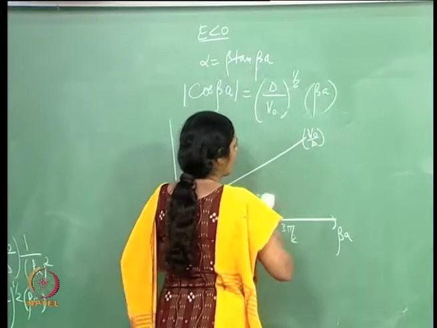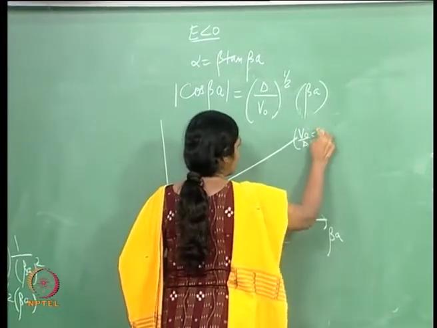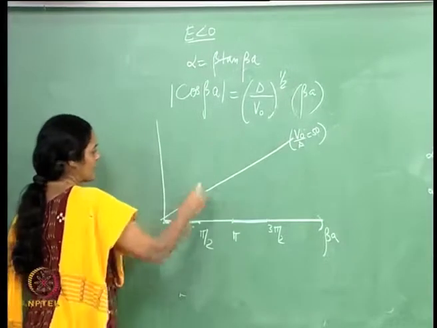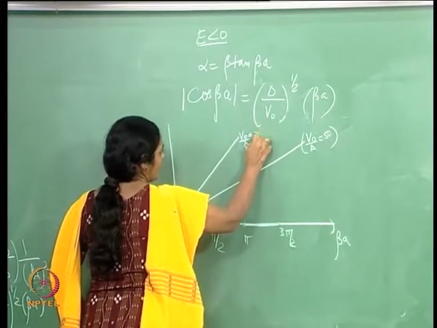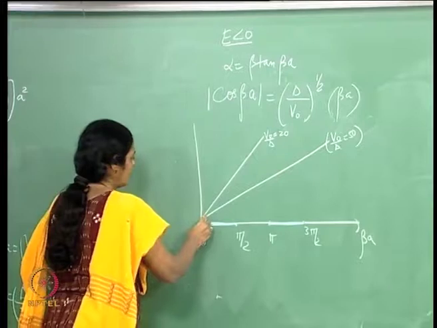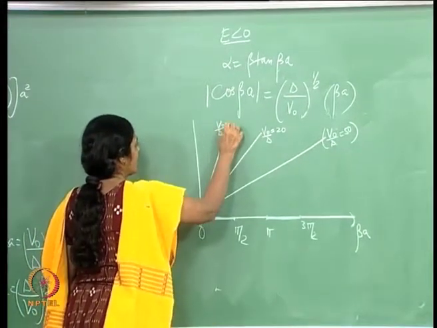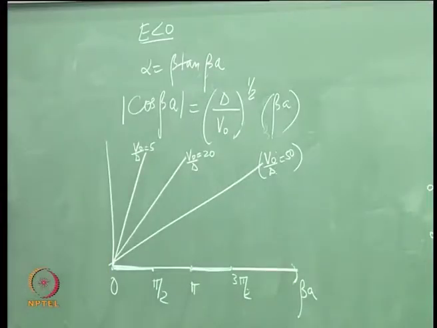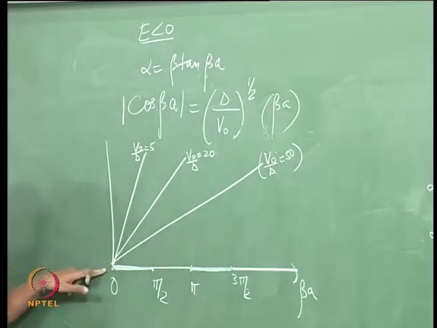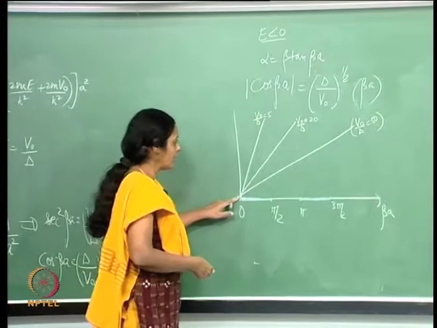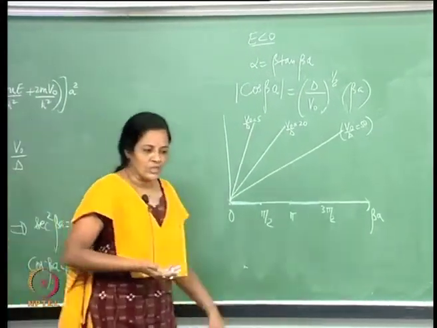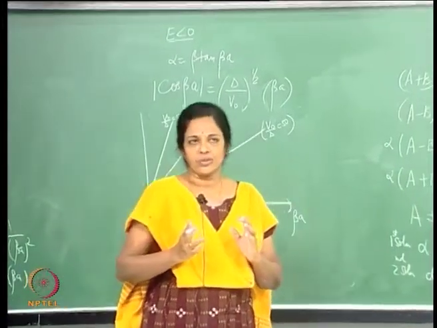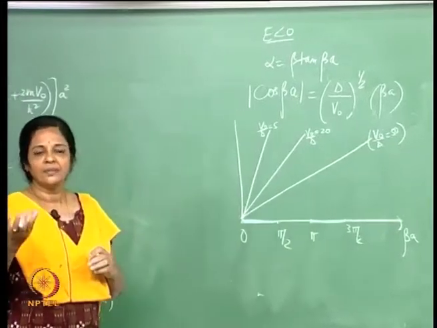For instance, if V naught by delta is, shall we say, 50, remember this is dimensionless, this could be the straight line, and if V naught by delta is less than that, let us say 20, this would be the line. If V naught by delta is 5, this could be the line, and so on. So I get various straight lines with different slopes. It's clear that the line passes through the origin, and that's an important point, which I will talk about a little later. So you have various straight lines depending upon the numerical value of V naught, in other words, depending upon the strength of the potential, how much bigger V naught is compared to delta.